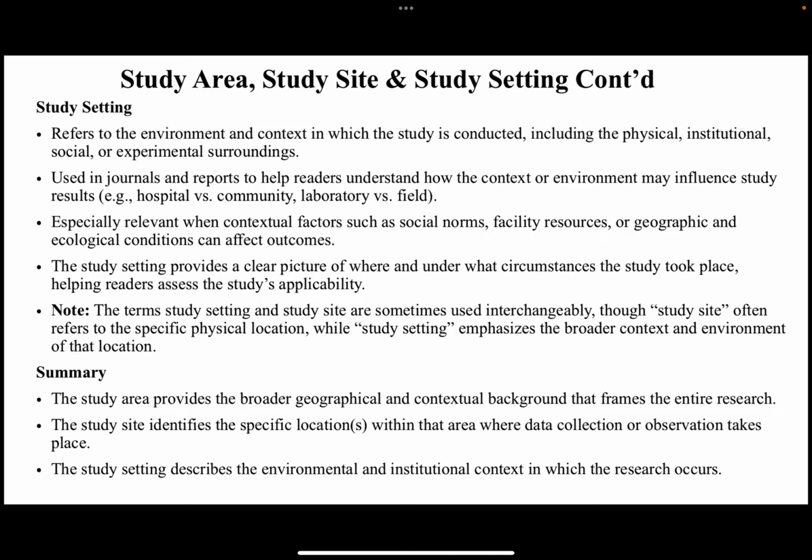Now, the summary. The study area provides the broader geographical and contextual background that frames the entire research. The study site identifies the specific location or locations within that area where the data collection or the observation takes place. The study setting describes the environmental and institutional context in which the research occurs.